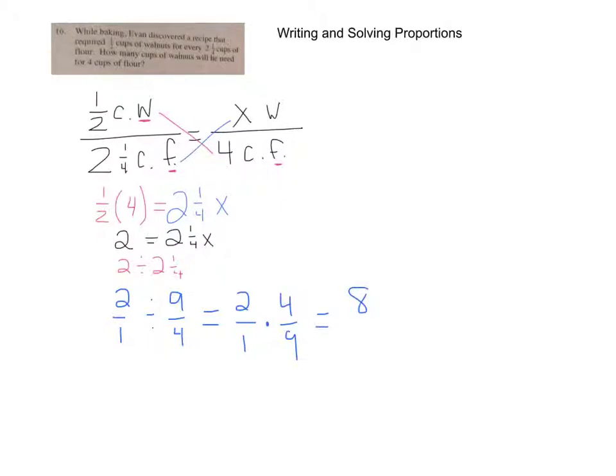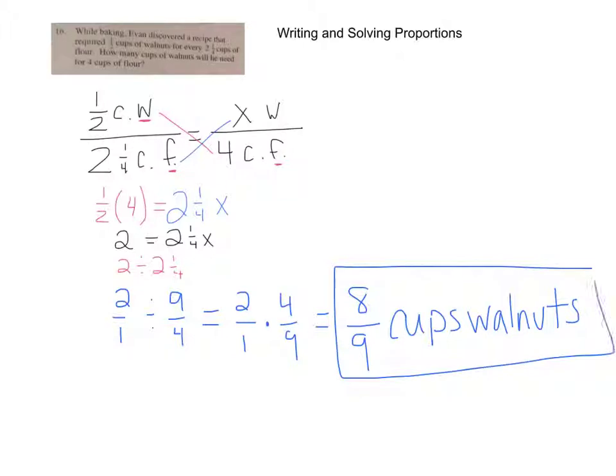2 times 4 is 8. 9 times 1 is 9. And so I will need 8/9 cups of walnuts. Again, notice I'm going back and putting my label on there just to be sure.